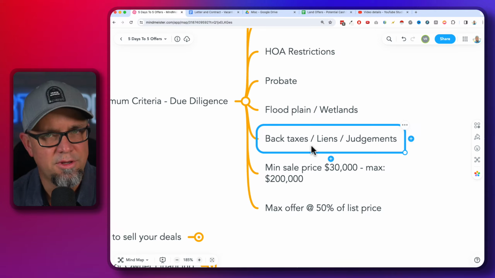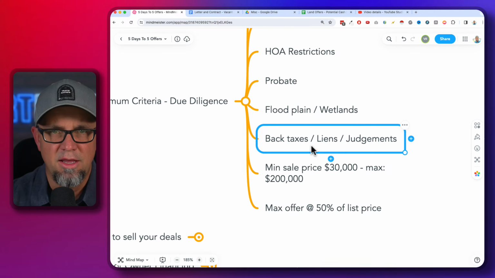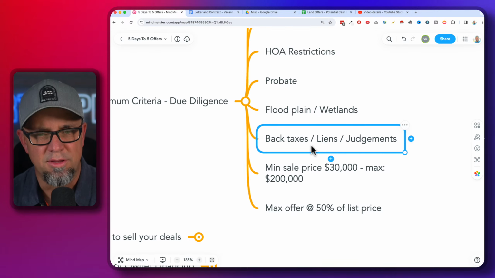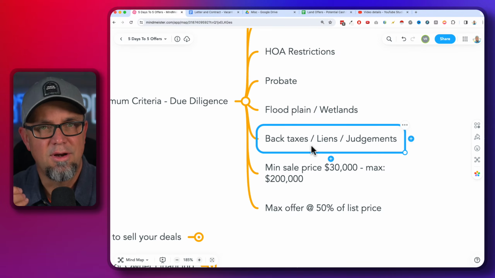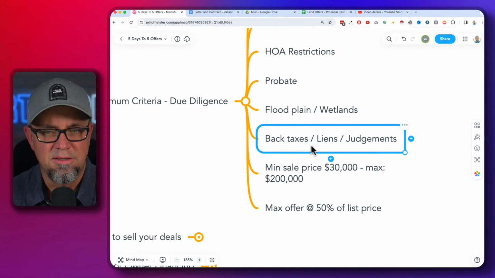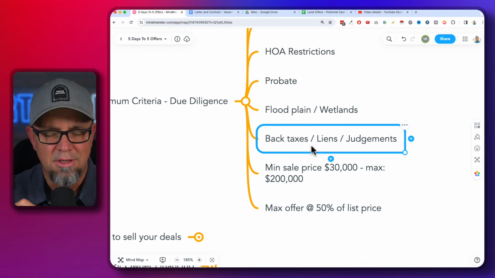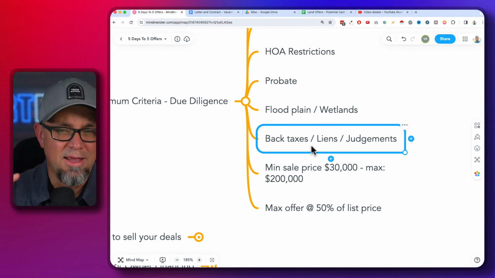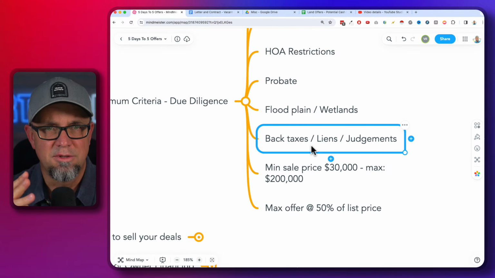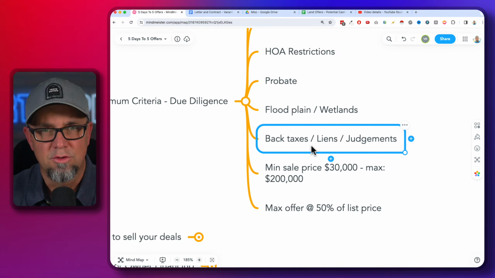Back taxes, liens, and judgments. That's really important. Not a deal killer again, because, let's say you're buying it for $20,000, which means the seller's going to get $20,000. But the seller has to know that if there are back taxes and liens and judgments, those are going to be satisfied at closing. So in other words, the seller doesn't get $20,000. The seller gets $20,000 minus back taxes, liens, and judgments. So they might only get $15,000 or $20,000.